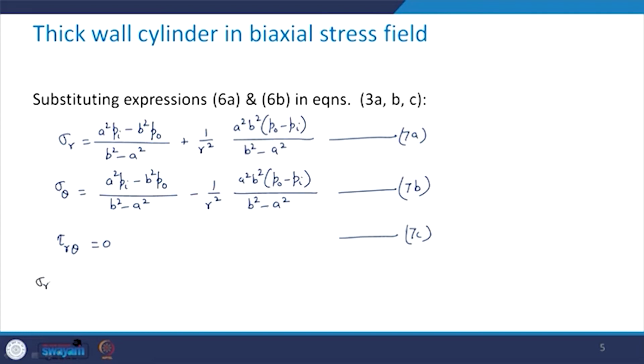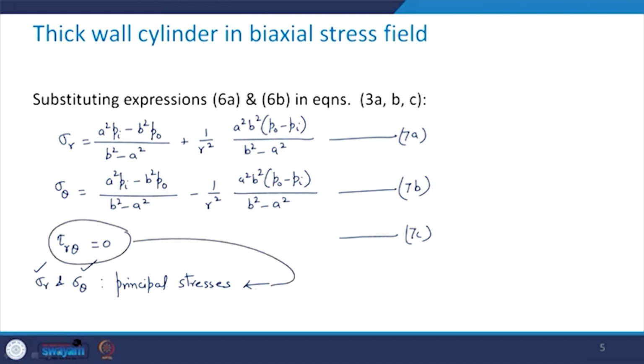These sigma r and sigma theta, these are the principal stresses. These are radial and tangential, as well as these are the principal stresses. Why? Because the shear stress is 0. So, these will become principal stresses as well.